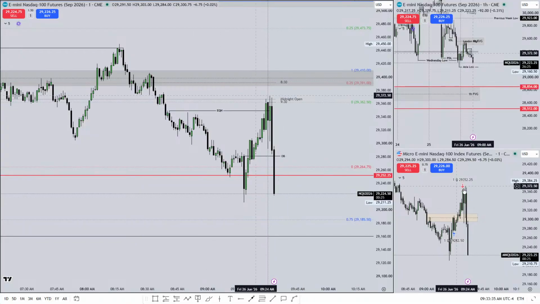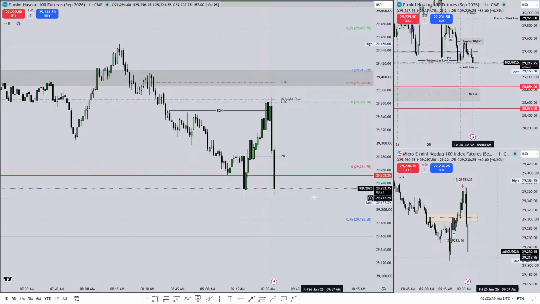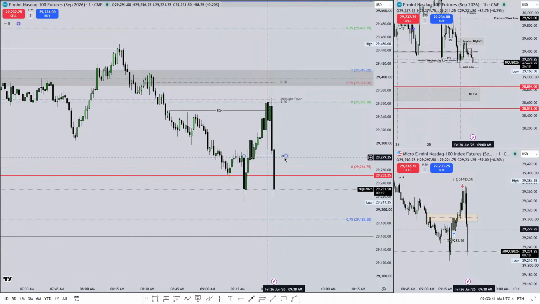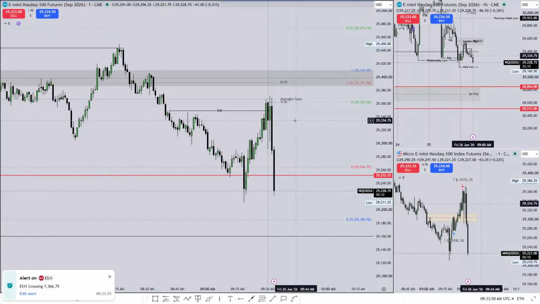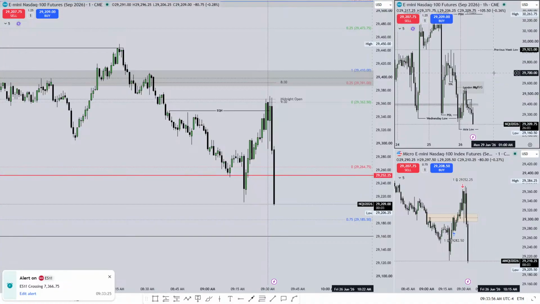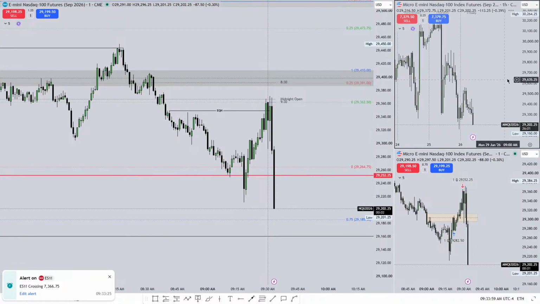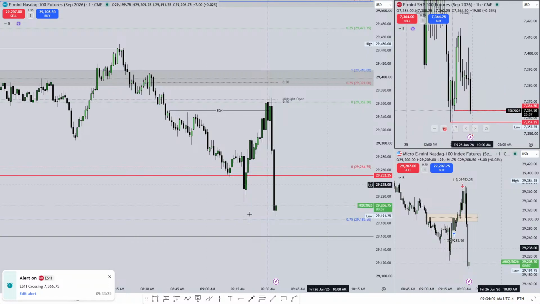So that was pretty good entry and exit right there. Happy with that. Okay, so that was my alarm for ES taking these lows, I believe. Oh no, yeah.